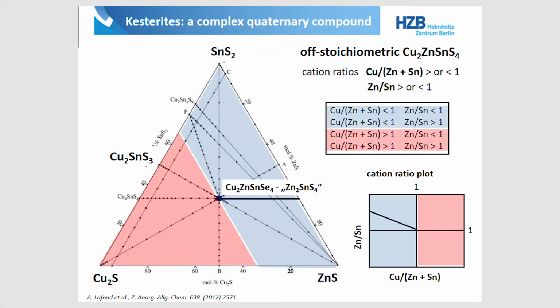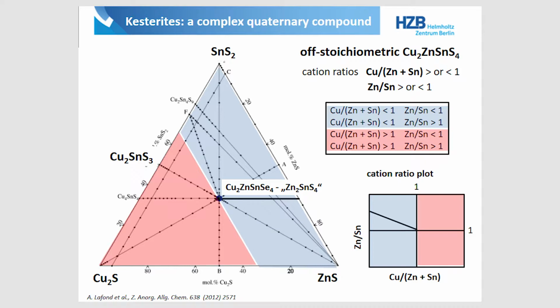So how to make Kesterite off-stoichiometric? First you start to think within the phase diagram. It is copper sulfide, tin sulfide, zinc sulfide, same is for selenides. And you can define the cation ratios, copper over zinc plus tin or zinc over tin. And both ratios can be smaller or bigger than 1. Then you have an off-stoichiometric composition. So you have all these possibilities here to deviate from stoichiometry.